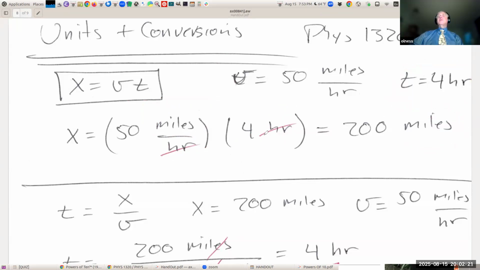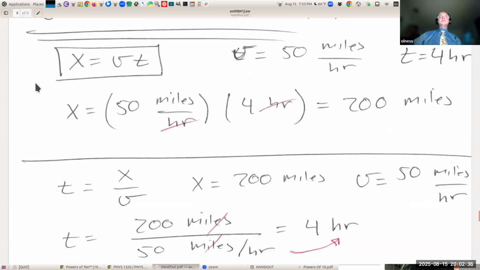So I operate on the units as much as I operate on the numbers. This is a very powerful way of checking. It'll allow me to see if I made a mistake or not. For example, let's make a slight modification of this. If I ask you not for the distance, but let's suppose I ask you for the time. Say I want to travel 200 miles to Austin and I'm going to drive 50 miles an hour. How long does it take me? Again, I've picked an example so simple you can probably just do this in your head intuitively.